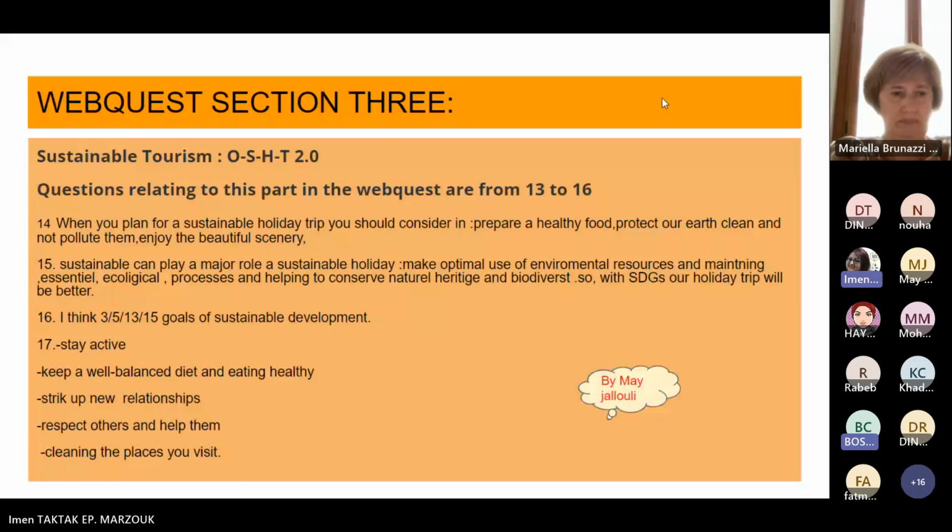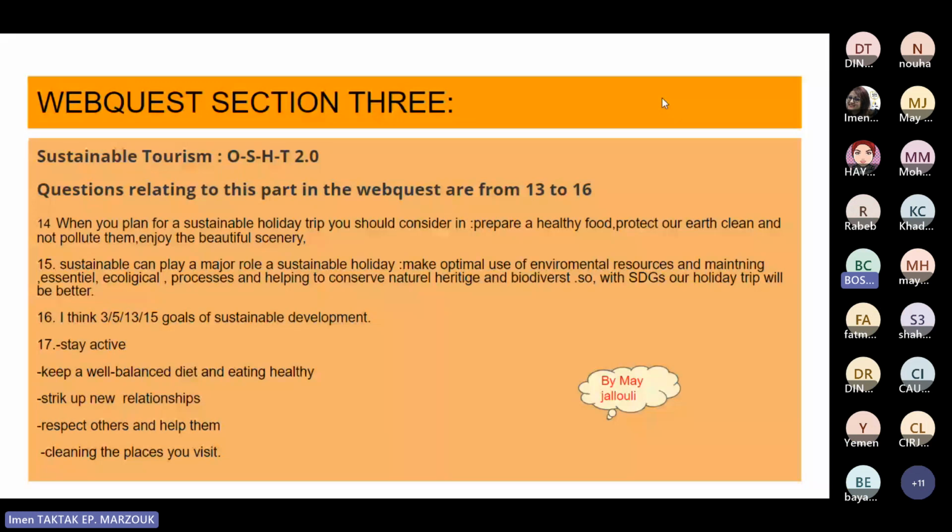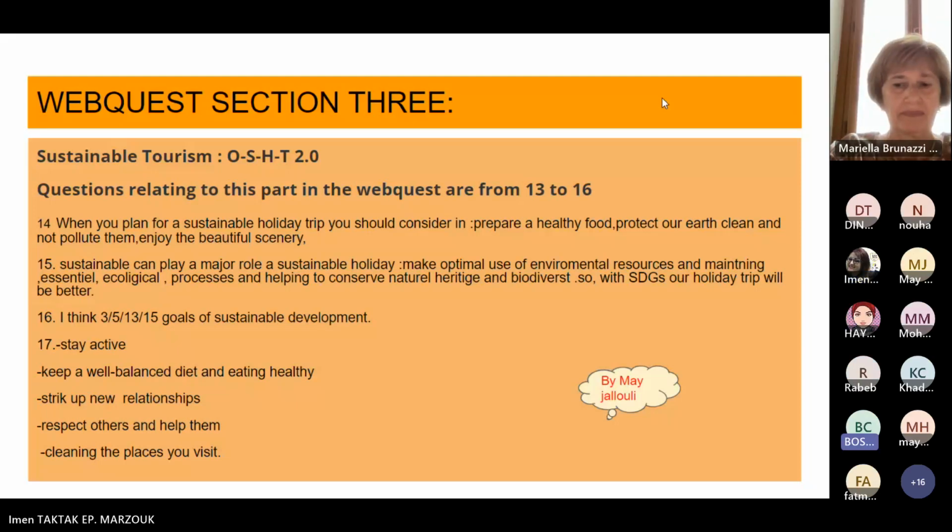The three pillars, or more precisely goals 3, 5, 13, and 15, would be the goals of sustainable development that should be included. 17. Stay active, keep a well-balanced diet, eating healthy. Strike up new relationships, respect others and help them, and also clean the places you visit. By May Jaloli.